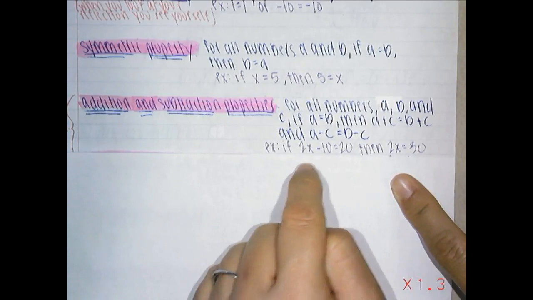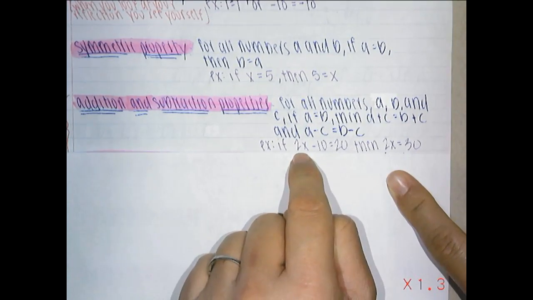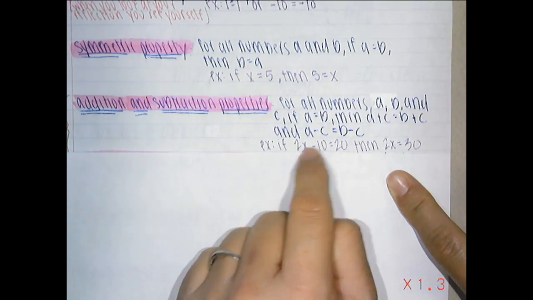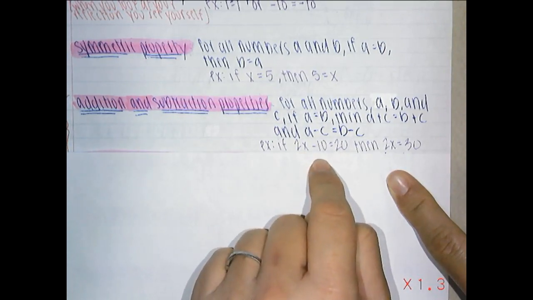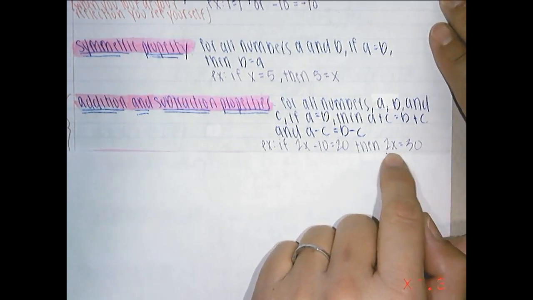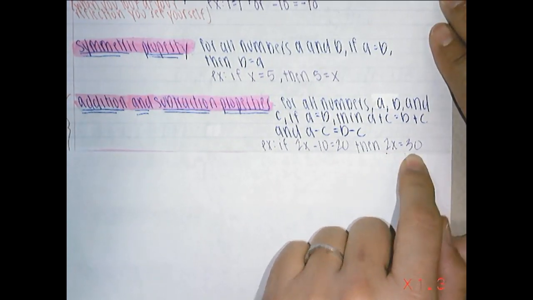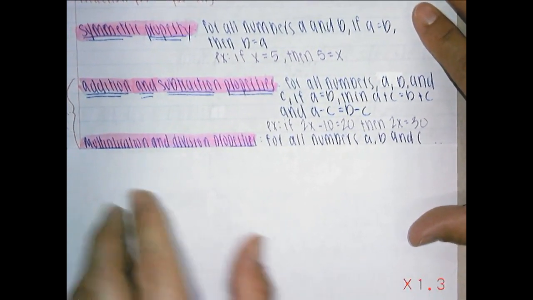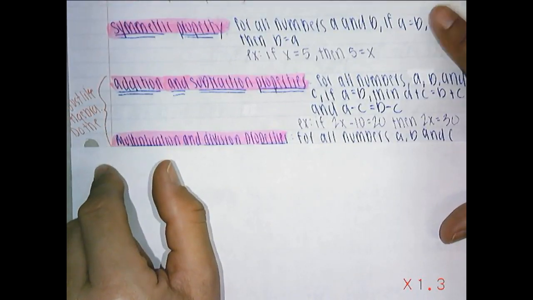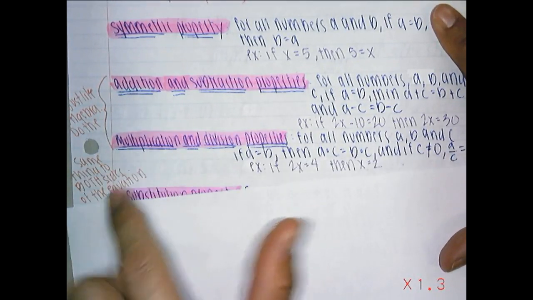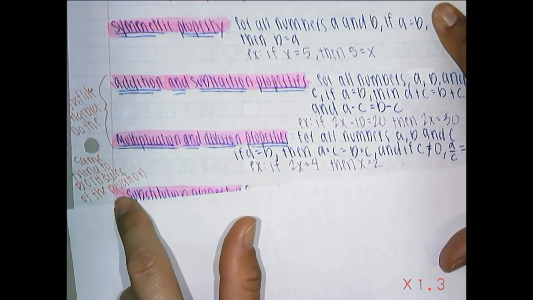All right, so let's say we have 2x minus 10 equals 20. If we went ahead and added 10 and added 10, that would be the addition property, and we would end up with 2x equals 30. That's the addition or subtraction property of equality, just like algebra. Do whatever it's telling you. Do the same things to both sides of the equation.